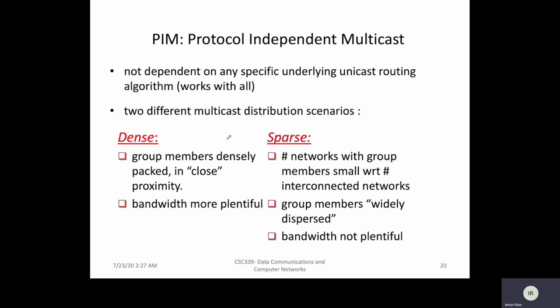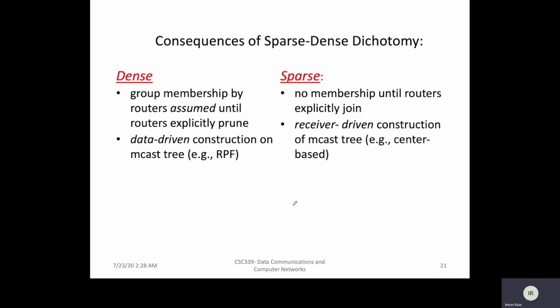It has two different scenarios. It has a dense mode, or it has a sparse mode. Dense means that the group members are closely packed and in closer proximity, whereas in sparse mode we have small group members. In dense mode the bandwidth is plentiful, whereas the bandwidth is not plentiful in the sparse mode. In the sparse mode, group members are widely dispersed. There are few in numbers.